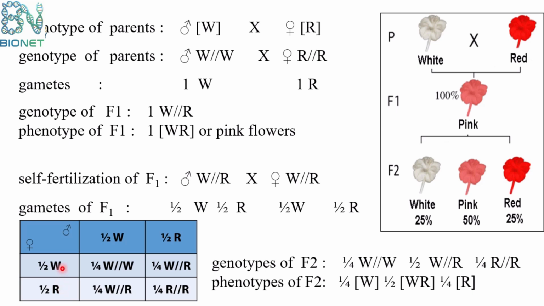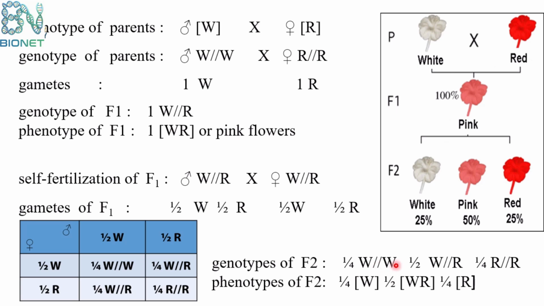W from the female with W from the male will give WW, meaning flowers having the white color. R with W, WR, flowers with pink color. W with R, WR, plants with pink color. R with R will give RR, plants with red color. So the result of the F2 generation: the genotypes are three genotypes, WW, WR, and RR. The proportions are 1 out of 4 WW, 2 out of 4 WR, and 1 out of 4 RR.